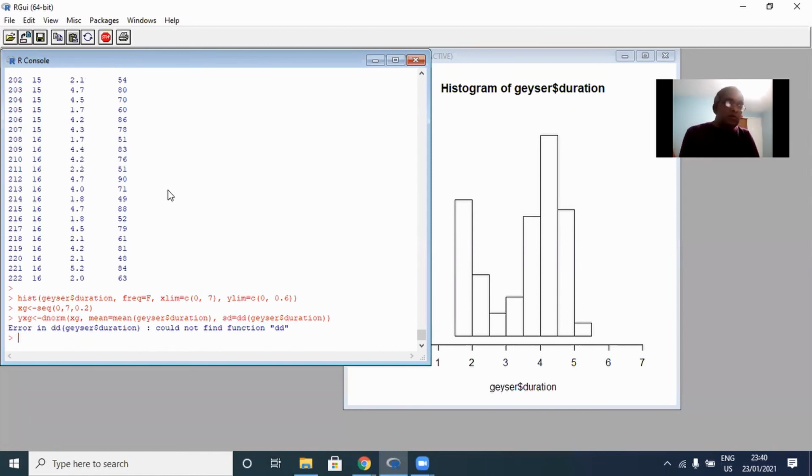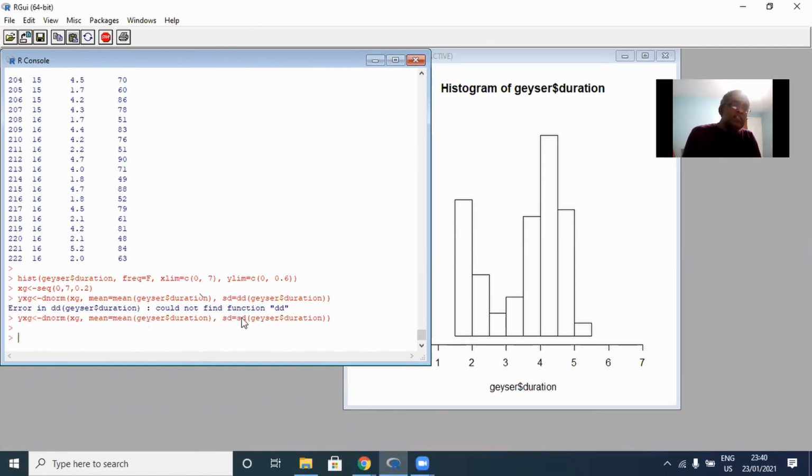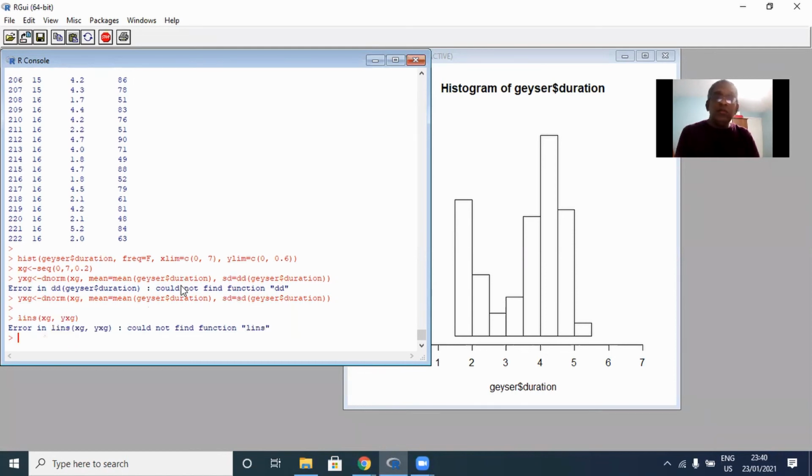Oh, there's a mistake. Sorry, that should be SD, guys. My apologies, it should be SD, not DD. So these are the fitted values of the normal distribution for the data. Now to plot, you just simply use the lines command, xg, y.xg.